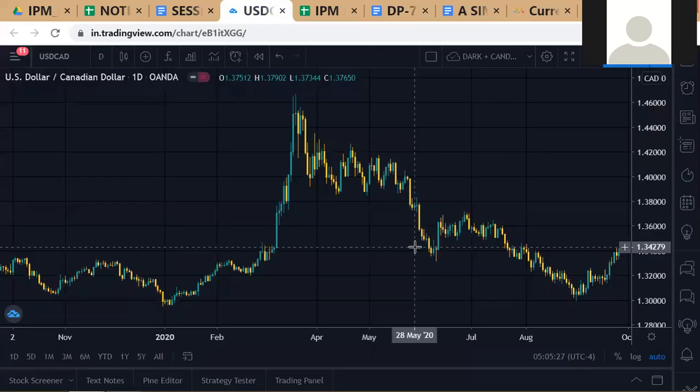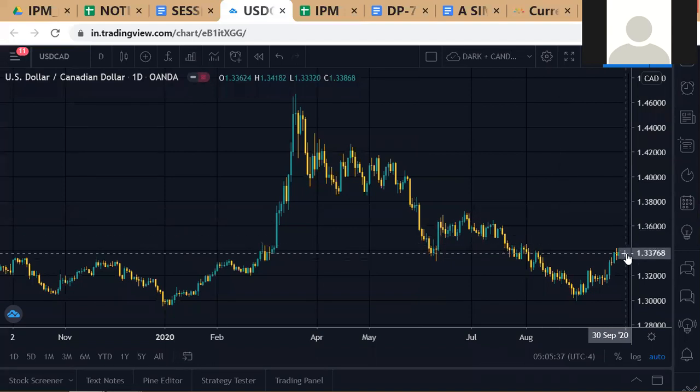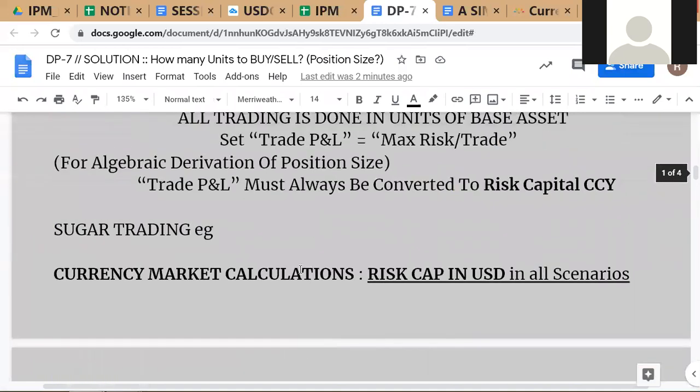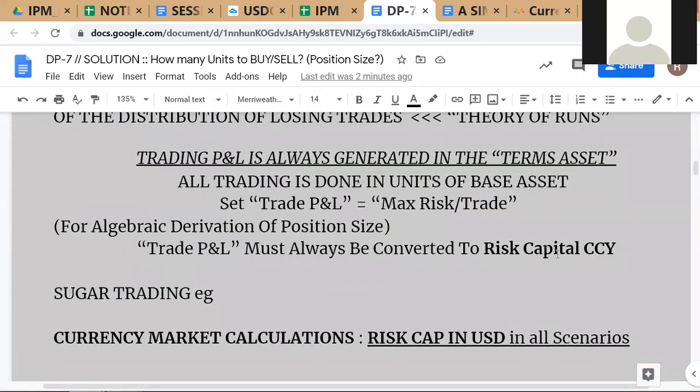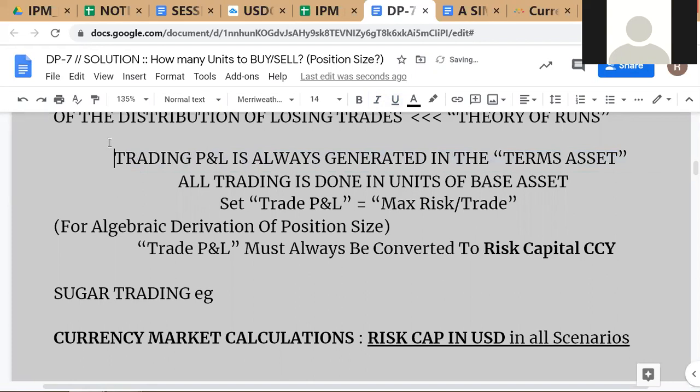Remember what we are trying to do here. Try to follow the logic. We are trading dollar Canada. Terms asset is Canadian dollars. Base asset is US dollars. The principle is that raw PNL is always in the terms asset. But the other principle tells us that we have to convert the trade PNL to risk capital currency. So we know trading P&L is always in the terms asset, but trade P&L must be converted.